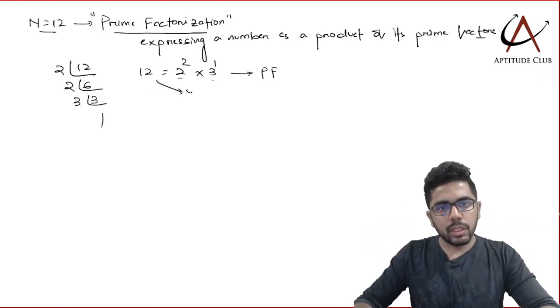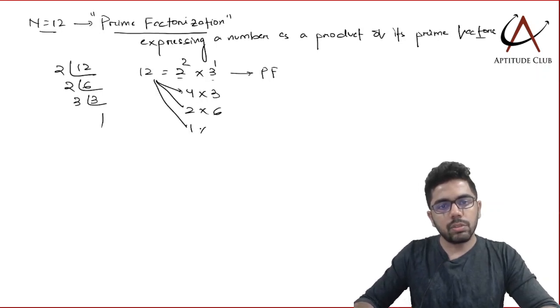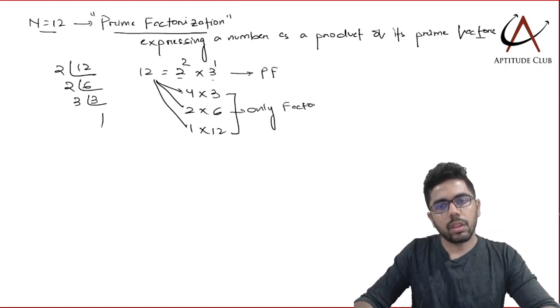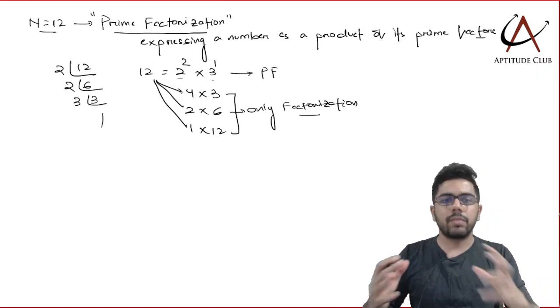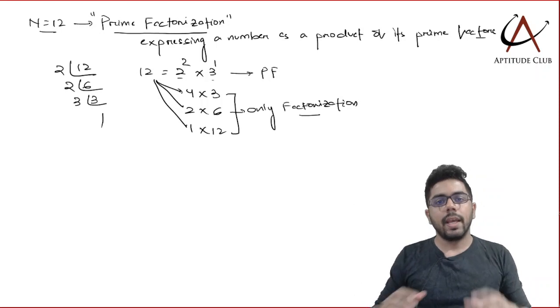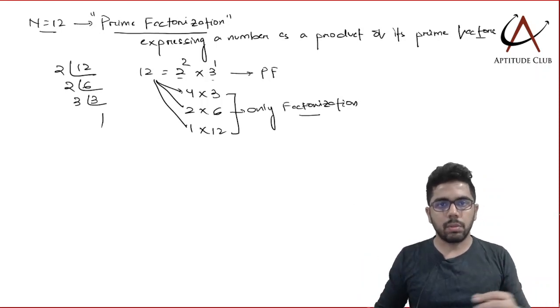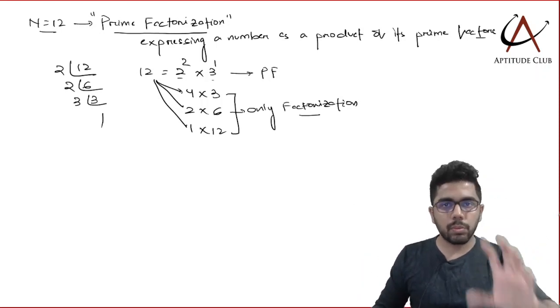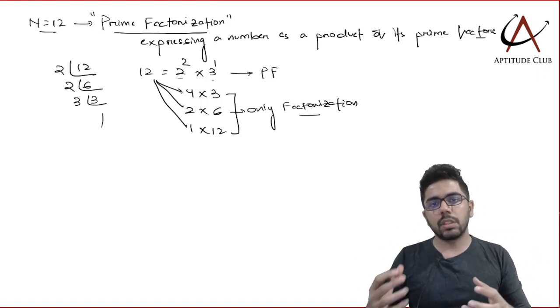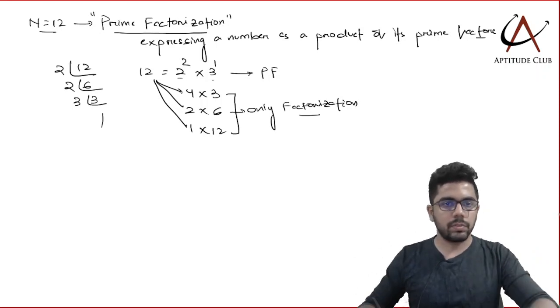I could have also written 12 as 4 into 3, or maybe 2 into 6, or let us say 1 into 12. This is only factorization, not prime factorization, expressing a number as a product of factors. But when I'm specifically talking about prime factorization, you express a number as a product of its prime factors.